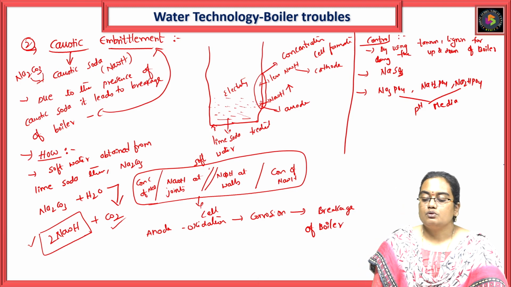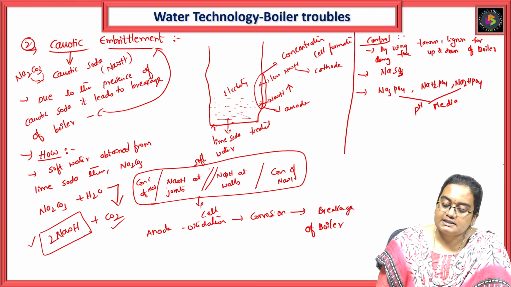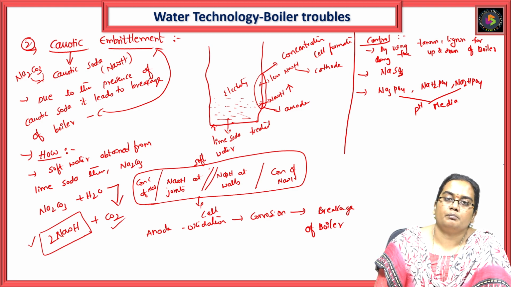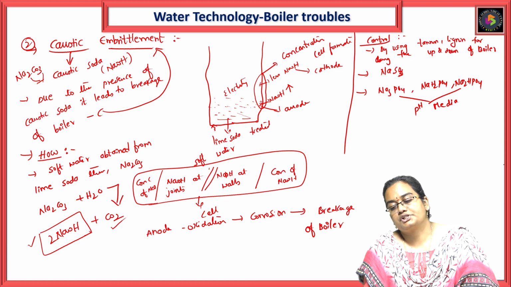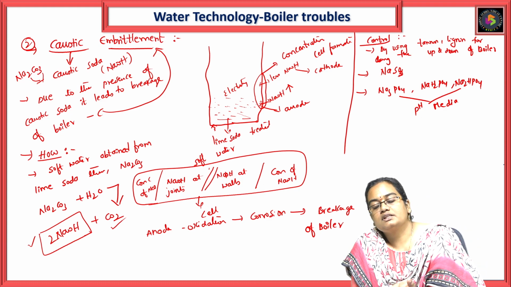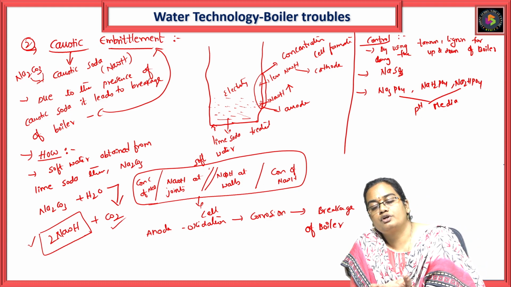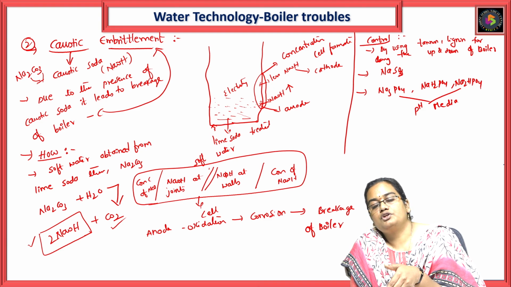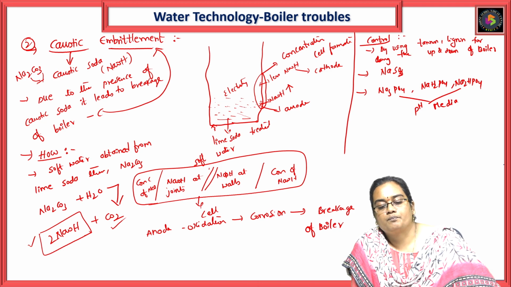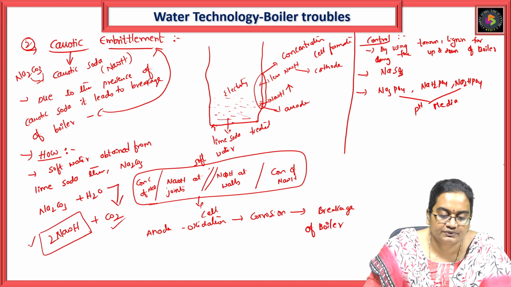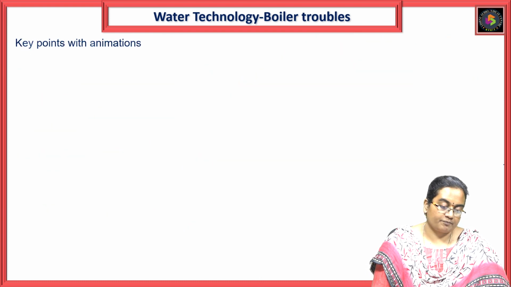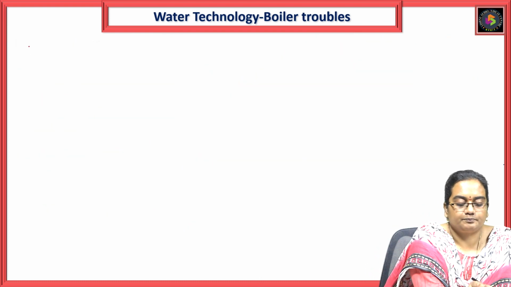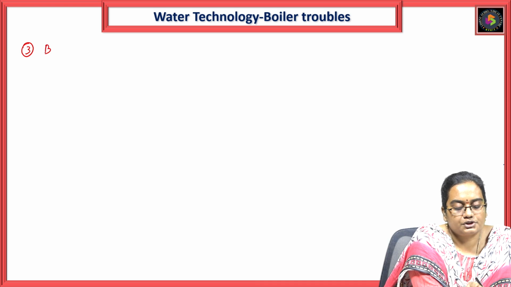Okay, so next, what is the disadvantage? It causes breakage of your boiler. What is the reason? It is because of the accumulation. How to control? By using the sealing agents, by treating with sodium sulfite, and by treating with trisodium phosphates, phosphates of sodium. This is your second problem, that is caustic embrittlement. Move on to the third problem. The third one, boiler corrosion.